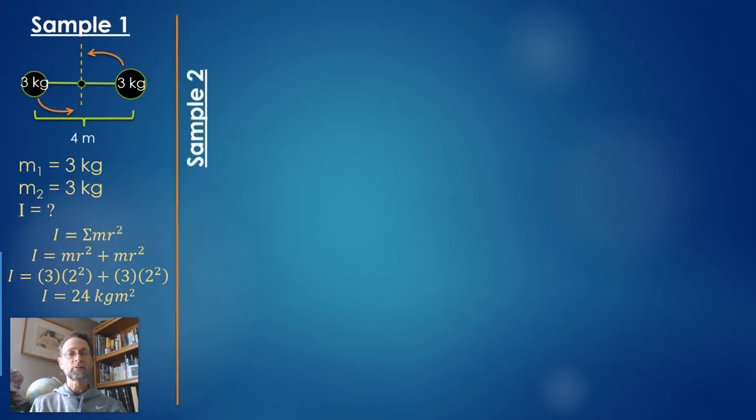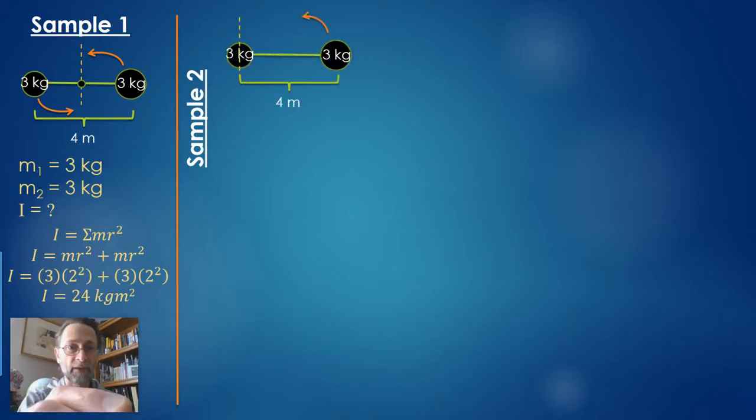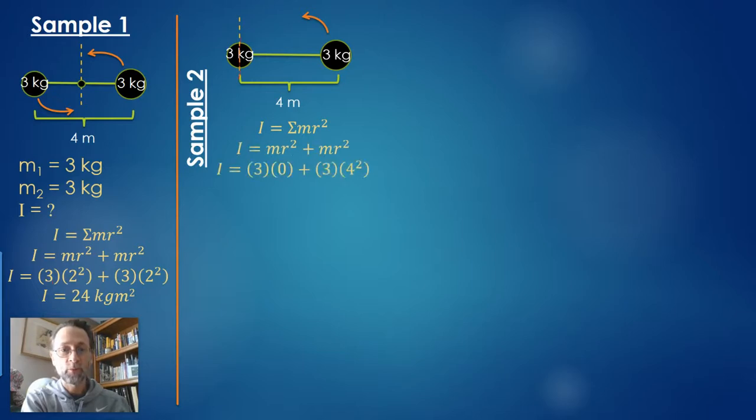Okay, now in a second sample problem, what happens if we move the axis of rotation? So now let's have it rotating around this 3 kilogram, through the center of that 3 kilograms, so that this other 3 kilogram is going all the way around the outside of it. When I do the sum of my moments of inertia, I'm going to end up with mr squared, mr squared. Well, the first 3 has a 0 because it's on the axis of rotation. And the other 3 is going to have a 4 squared because it is 4 away from the axis of rotation. And when I solve for that moment of inertia, I get 48 kilogram meters squared.